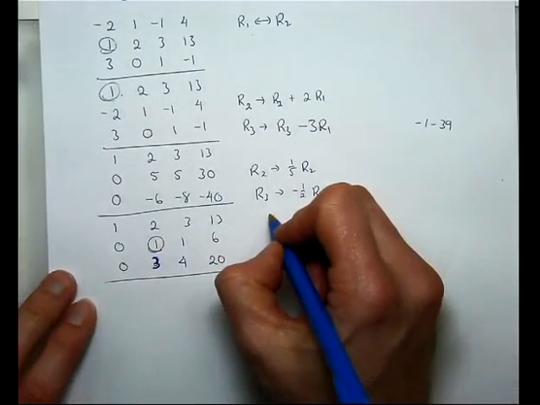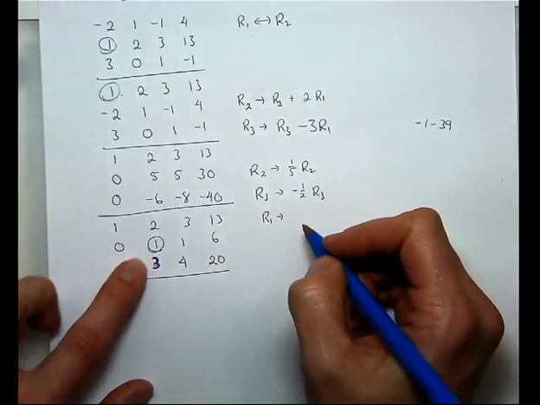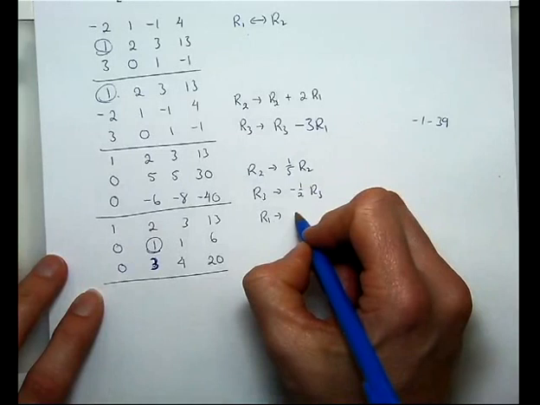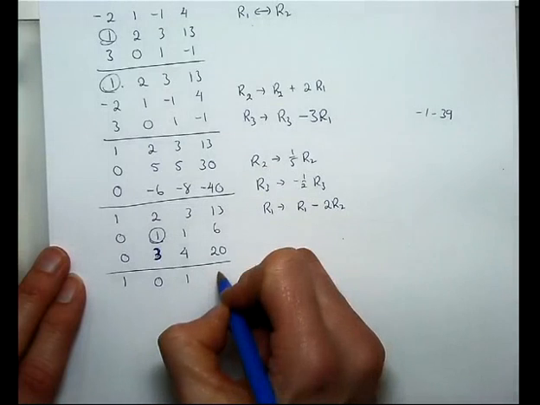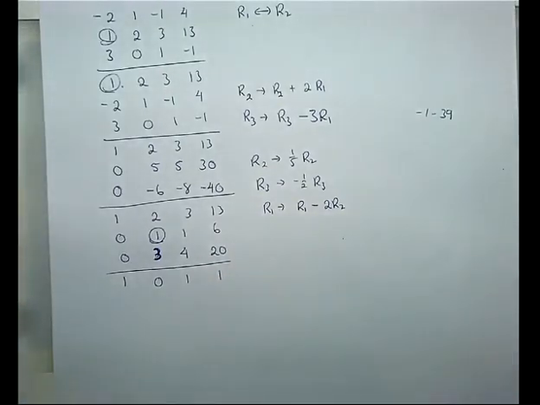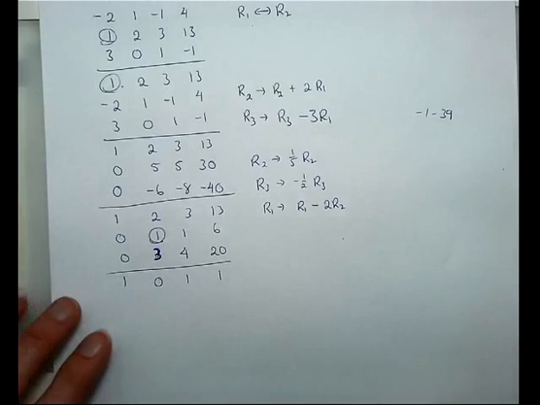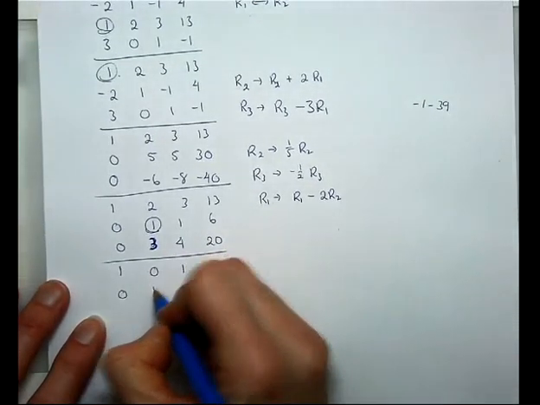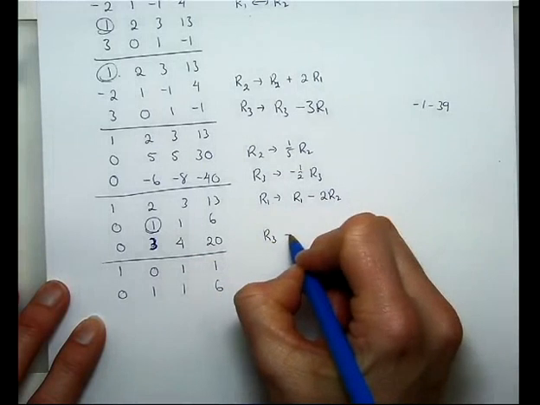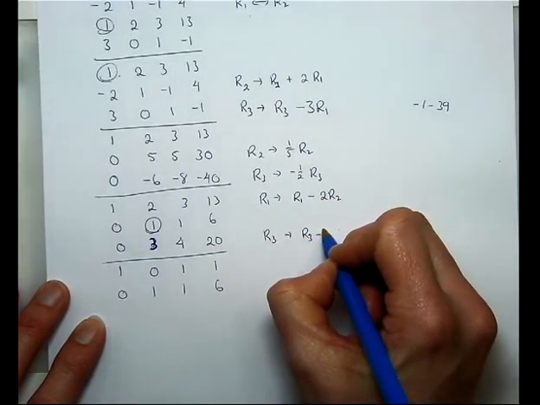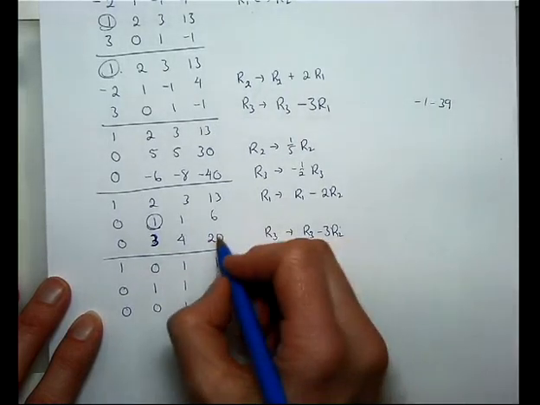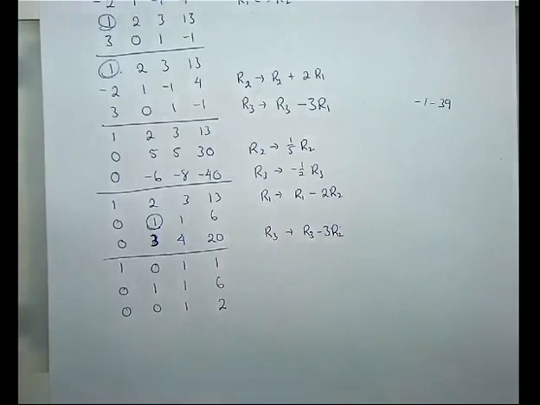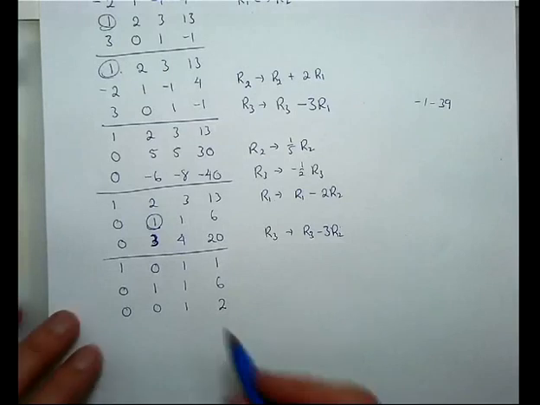Okay, so we've done the first column, move on to the second column. Row 1, we want zeros above and below, so that needs to be a 0. Row 1 minus 2 row 2s. Nearly there.